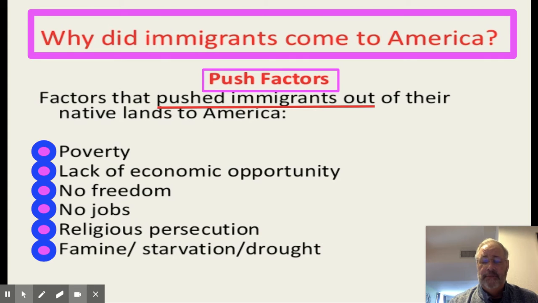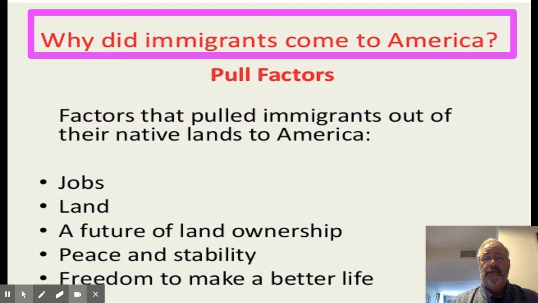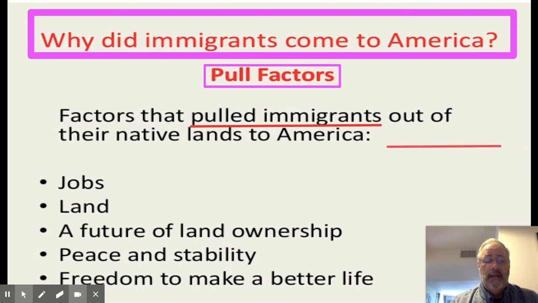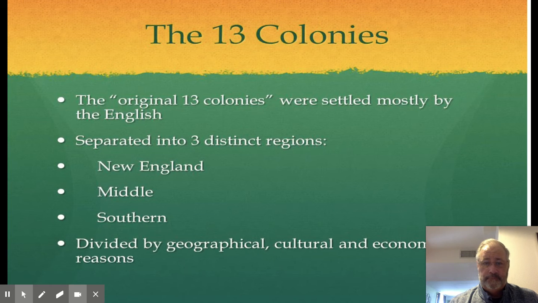You have to realize at this time in Europe, about 2% of the people owned most of the land and most of the factories and most of all the wealth. And a large majority of the people were poor, so they were looking for an opportunity to come have a new start. So those new starts are called pull factors. What pulled people to America? This would be opportunities for jobs, free land or land ownership, peace and stability, and the freedom to make a better life, whether it be religious freedom or just wanting to be on your own.